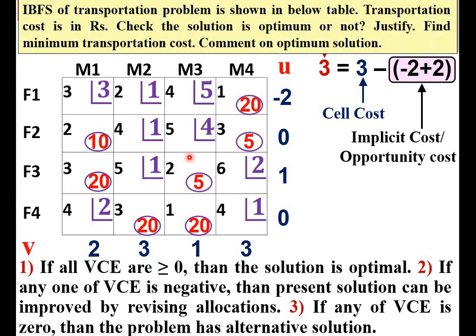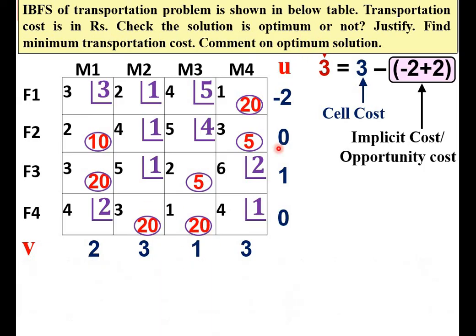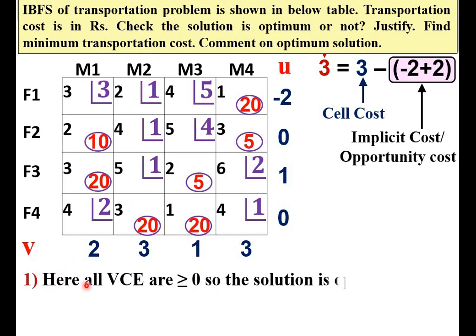Now look at the question. Check whether the solution is optimum or not. We can say over here all VCE are greater than or equal to 0, and so the solution is optimum. So my first answer: here all VCE are greater than or equal to 0, so the solution is optimum. This is the justification.